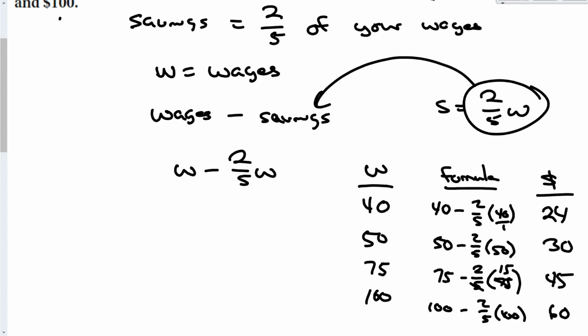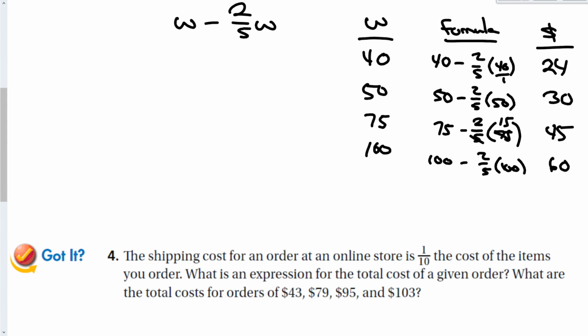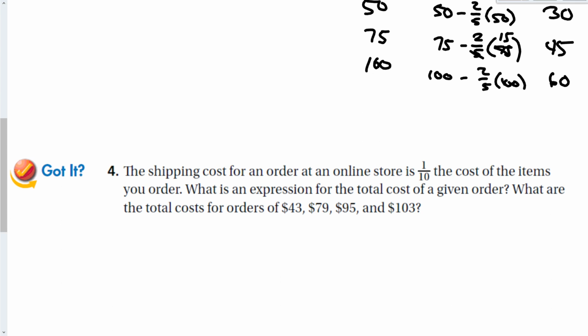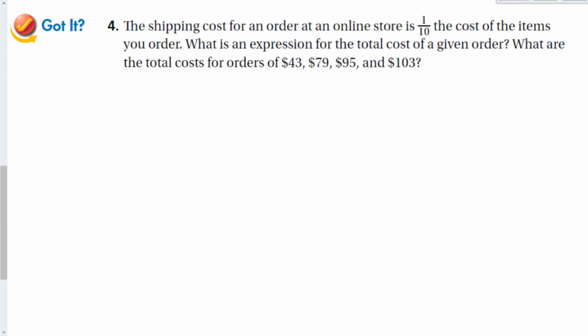Okay, let's look at one more like that. My got it problem for this section is: the shipping cost of an order at an online store is 1/10 the cost of the items you order. What is an expression for the total cost of the given order? We're going to have 43, 79, 95, and 103. And this is going to be the same thing.